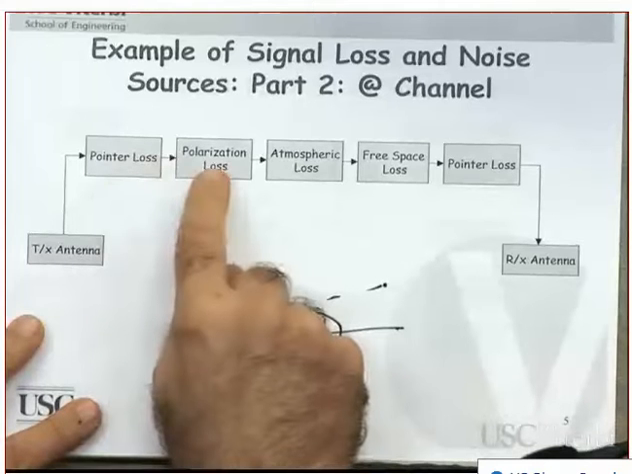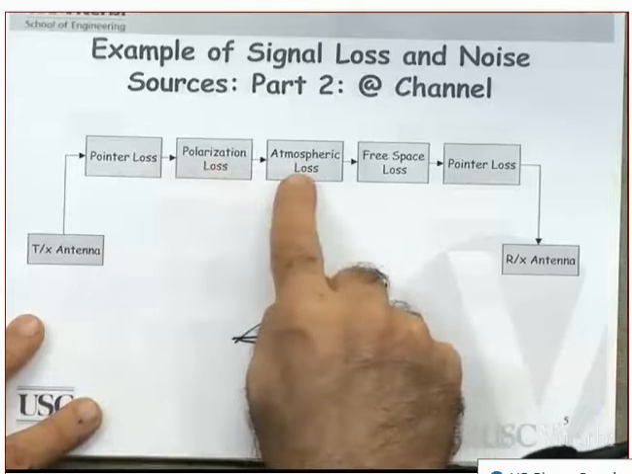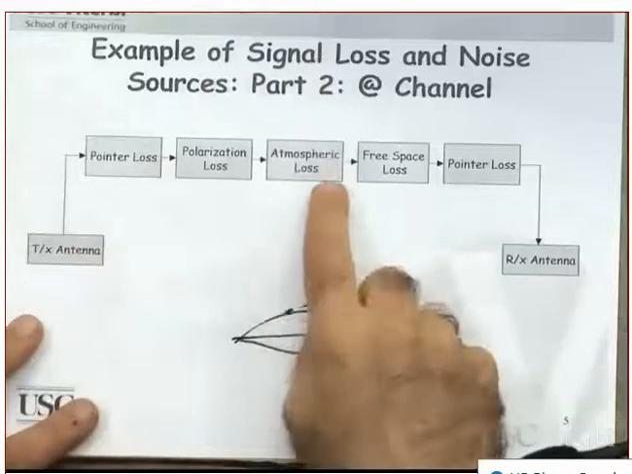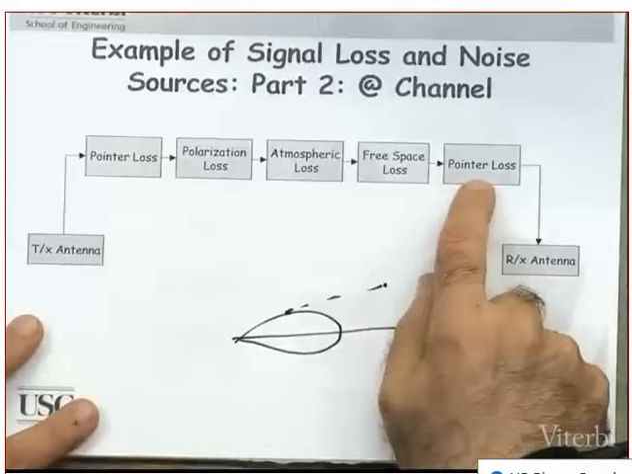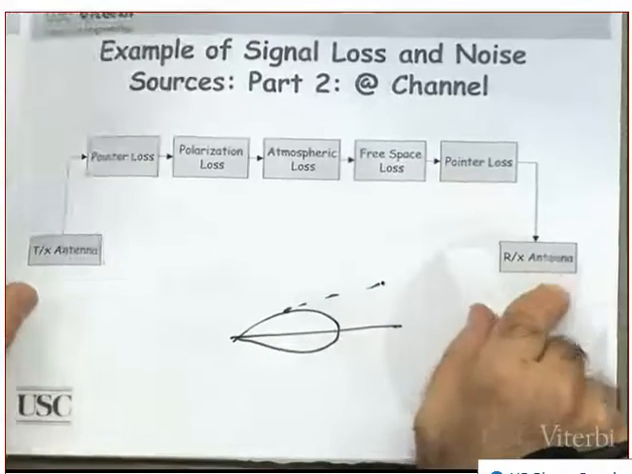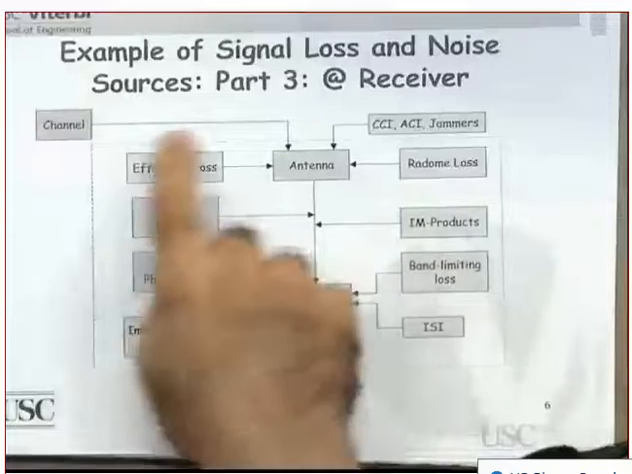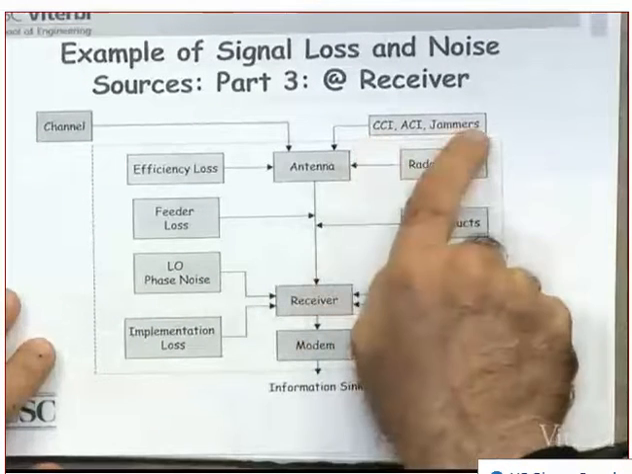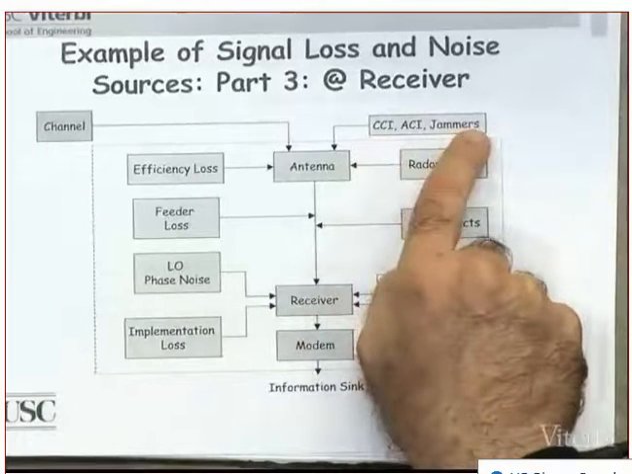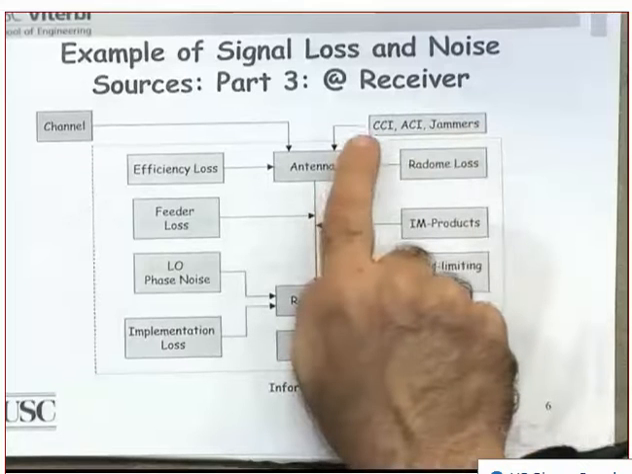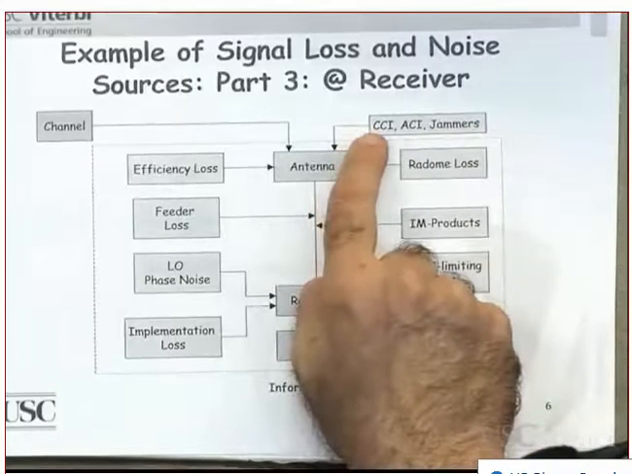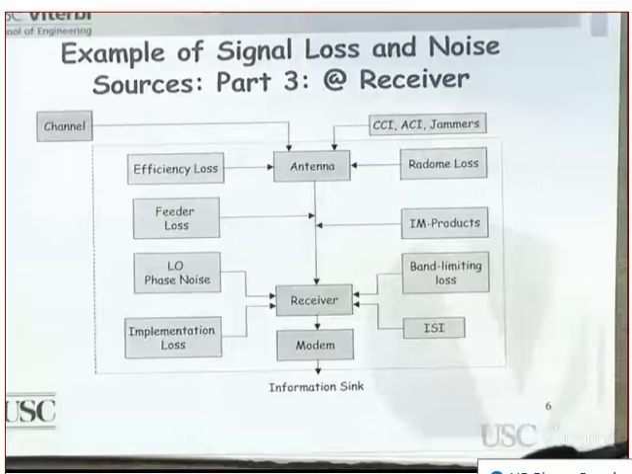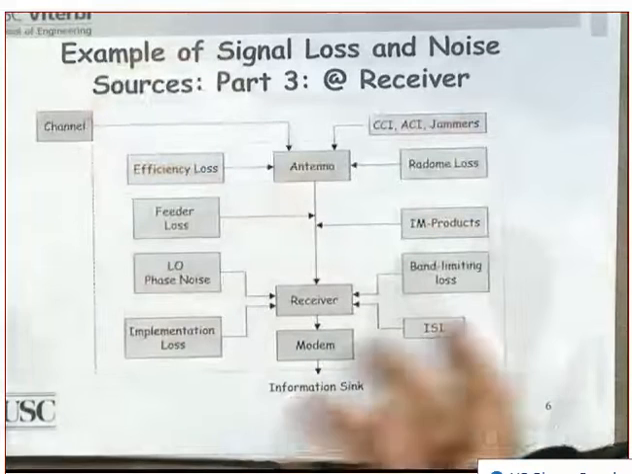Yes. Pointing losses, polarization losses, atmospheric losses. Polarization means the antenna vertical polarization, horizontal, and so on and so forth. Free space loss, pointing loss on the other side. Yes or no? Yes. At the receiver, it is exactly the same as the transmitter, in addition to the CCI, the ACI, the jammers. When you use the word jammers, it means intentional jammers. Clear?